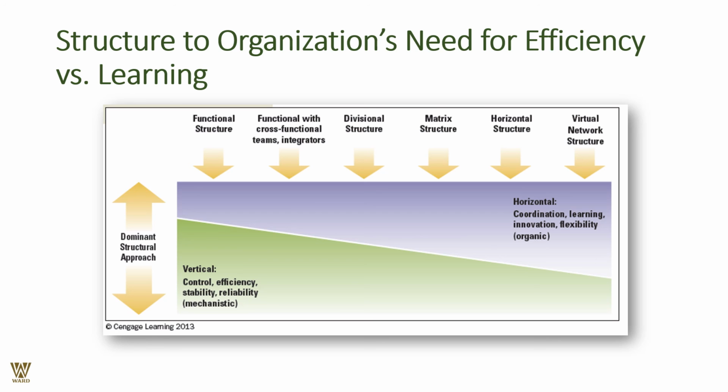Now, let us come to the structure and the organization's need for efficiency vis-a-vis learning. In a vertical organization, we are looking for control and efficiency. Everything is specified, everything is expected, roles are defined, responsibilities are assigned, authority is bestowed. What does it mean? It means there will be proper control, efficiency, stability, and reliability. So it is almost mechanistic in nature, and these are the goals. The authority is very strong.